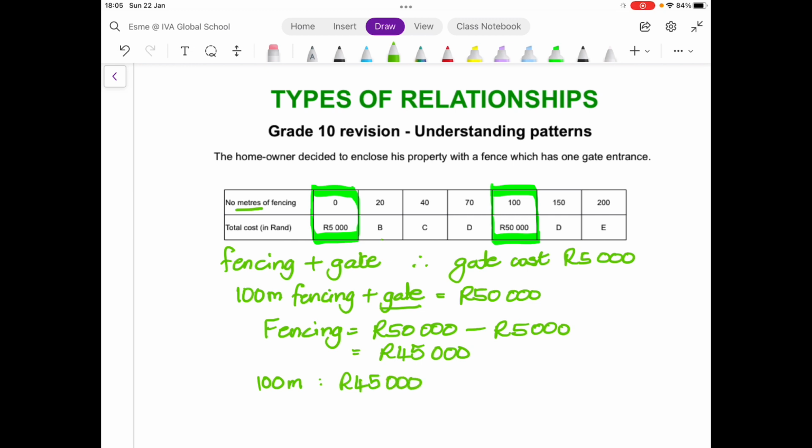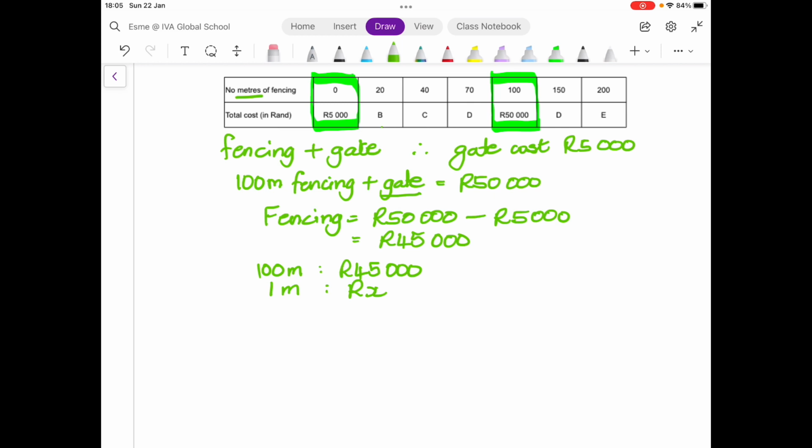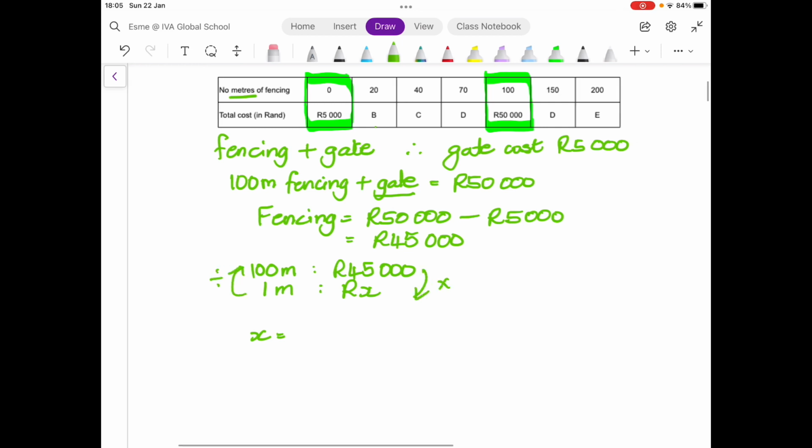But we need to find out what 1 meter costs. So 1 meter is X Rand. Right, pirate method. First check meters under meters, rands under rands. X equals, remember pirates divide up and multiply down. So I will say 1 divided by 100 times 45,000. You go and put that on your calculator, equals 450 Rand per meter of fencing.